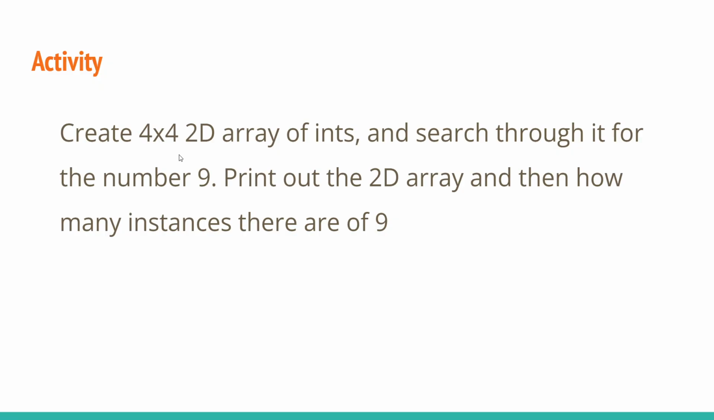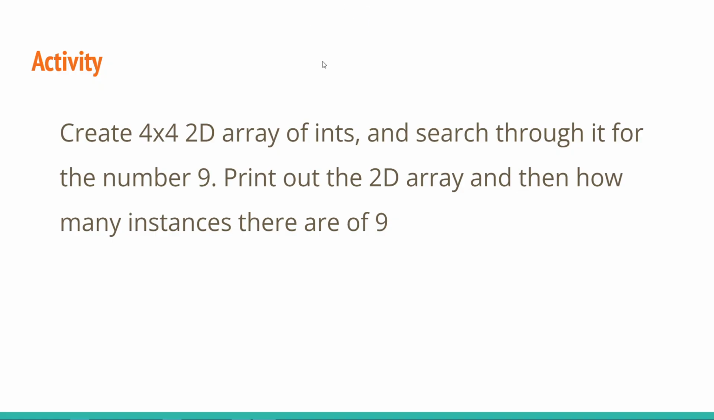Okay, so now that we know how to create and print 2D arrays, we're going to do an activity where we create a 4x4 2D array of ints, and then we're going to search through it for the number 9. You're going to print out the 2D array, and then count however many instances there are of the number 9, or whatever number you choose, and then print that out. So you can pause, and then we'll go over the answer.